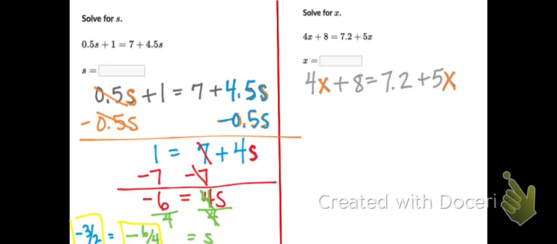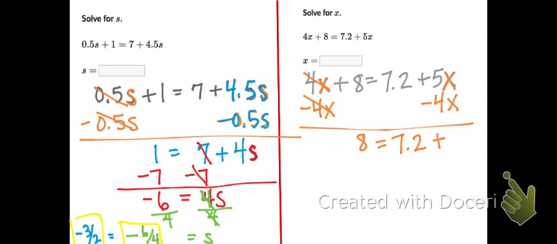But again, I'm going to move the 4x by subtracting 4x on both sides. So on the left side, I have 4x plus 8 minus 4x. So these cancel out, and I'm just left with an 8. And on the right side, I have 7.2 plus 5x minus 4x. So I'm left with 7.2 plus 1x.